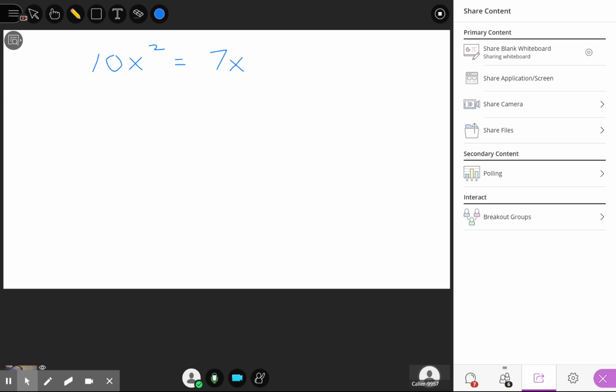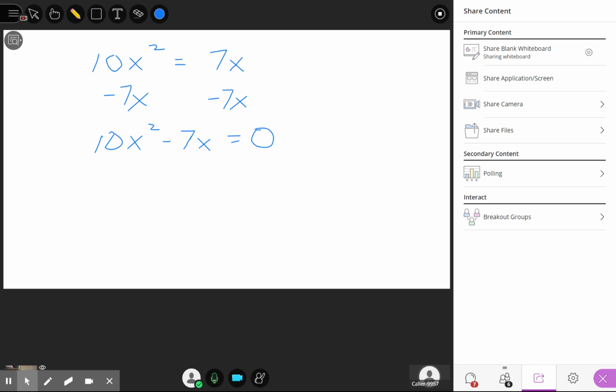So I notice there's a squared on one of my x's. So my highest power of the variable is squared. It's quadratic. So I want to get 0 on one side, everything else on the other. So we'll subtract 7x from both sides. We can't combine those because they're not like terms. The power has to be the same for it to be like terms. So we'll get 0 on one side, everything else on the other.